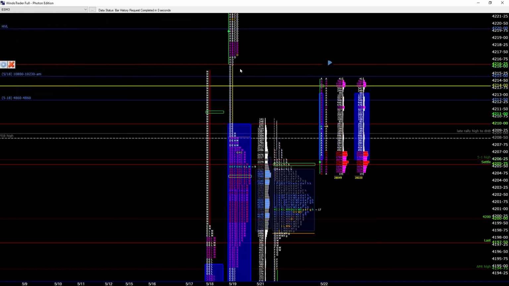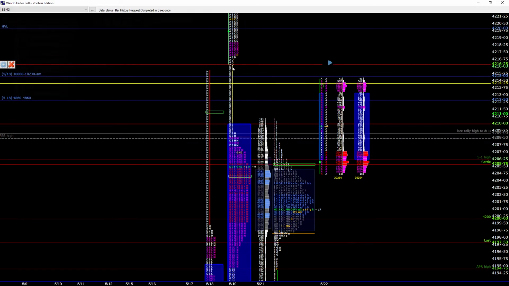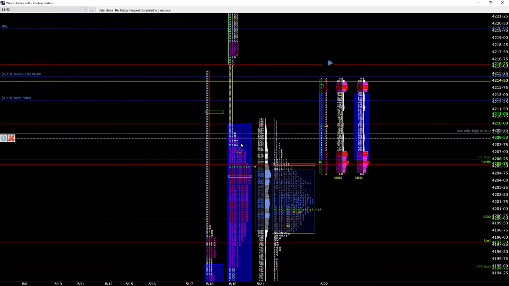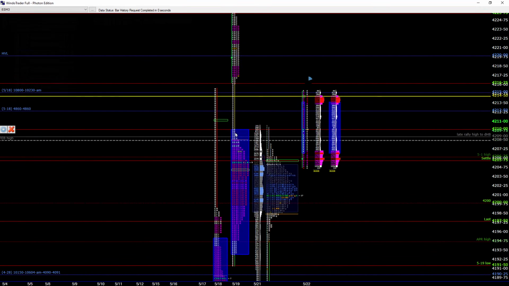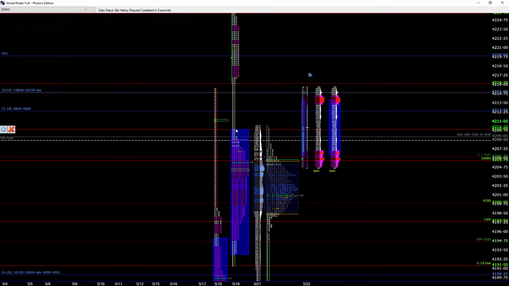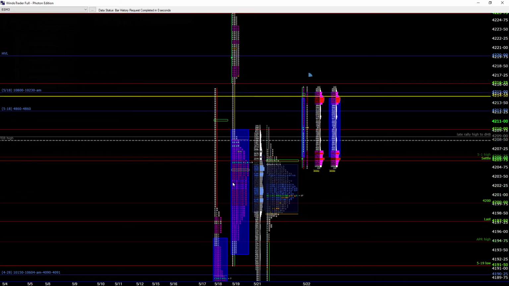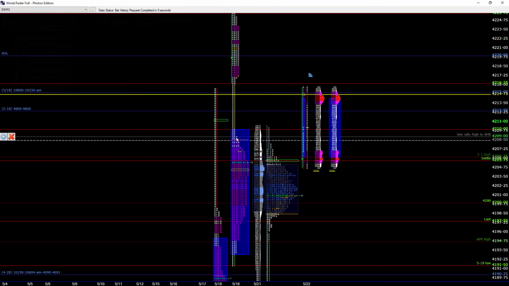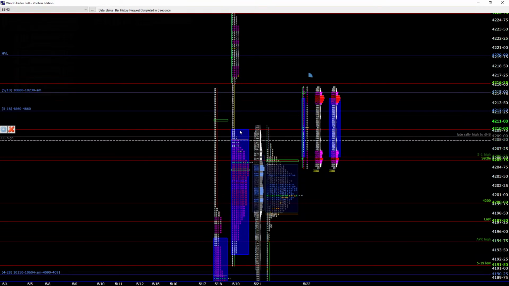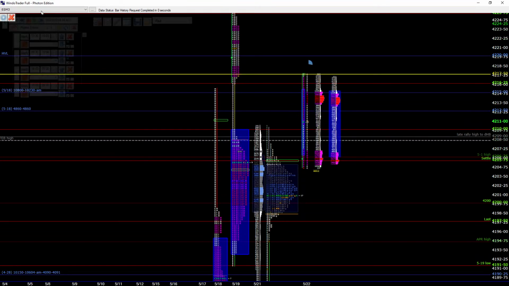Let's see it closes. This is short covering here. Now, it's important to me to separate this distribution because I take this as a separate day. This is one day, this is another day. Coming outside, this is the market getting out of balance.